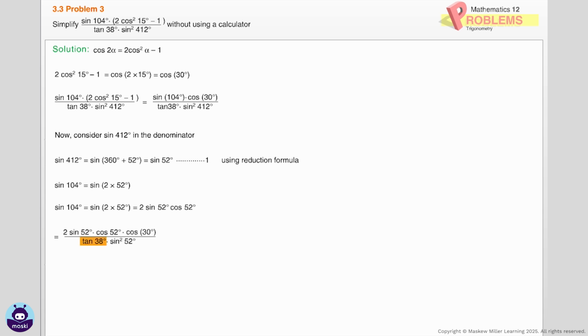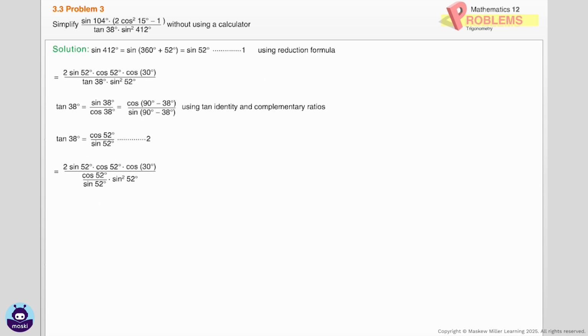Now, consider tan 38 degrees in the denominator. Tan 38 degrees equals sine 38 degrees over cos 38 degrees equals cos of 90 degrees minus 38 degrees over sine of 90 degrees minus 38 degrees, using the tan identity and complementary ratios. Tan 38 degrees equals cos 52 degrees over sine 52 degrees.